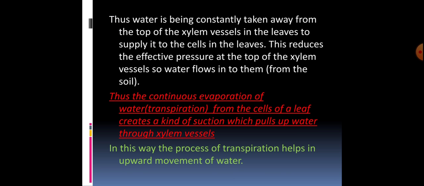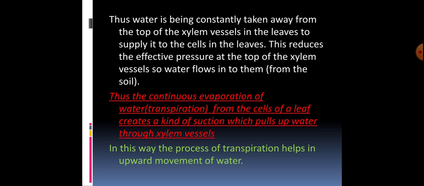Thus water is being constantly taken away from the top of the xylem vessel in the leaves to supply it to the cells in the leaves. This reduces the effective pressure at the top of the xylem vessel. So water flows into them from the soil. Thus the continuous evaporation of water, that is transpiration, from the cells of a leaf creates a kind of suction which pulls up water through the xylem vessels.